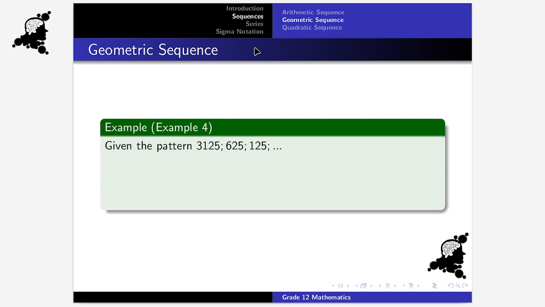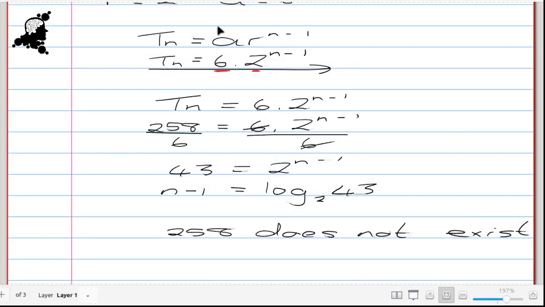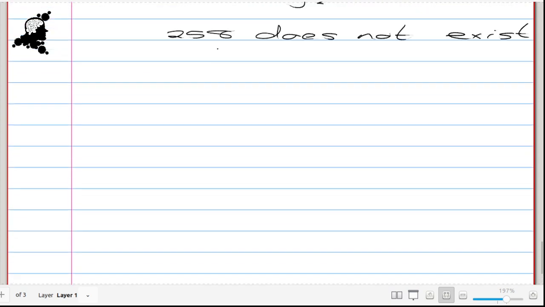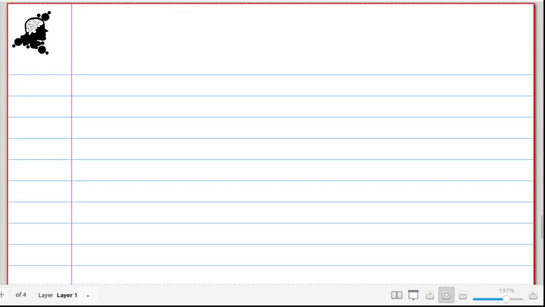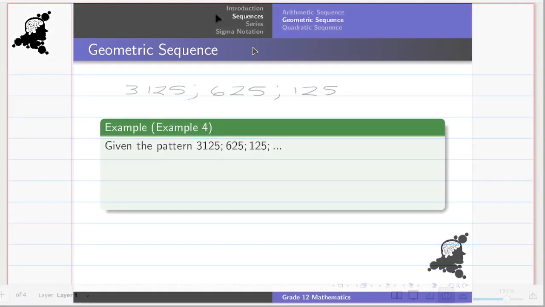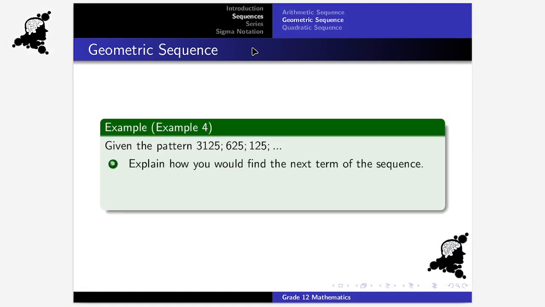All right, now we're given a very interesting pattern: 3,125, 625, and 125. Let's write down these terms. Let me just open a new sheet so that I can have sufficient space. So I've got 3,125, I've got 625, and I've got 125. All right, let's go back to the question. So the question says, explain how you would find the next term of the sequence.